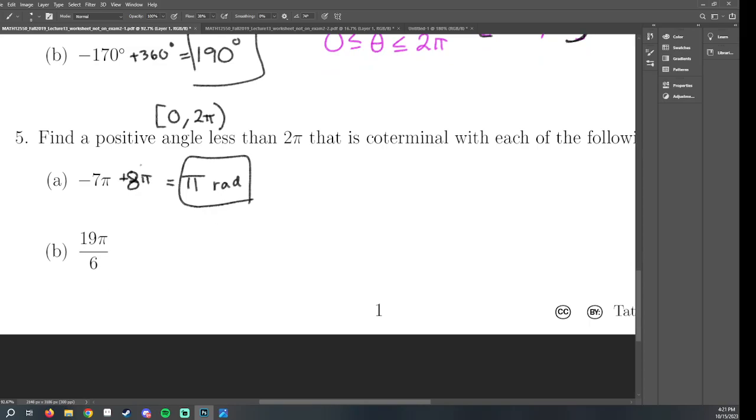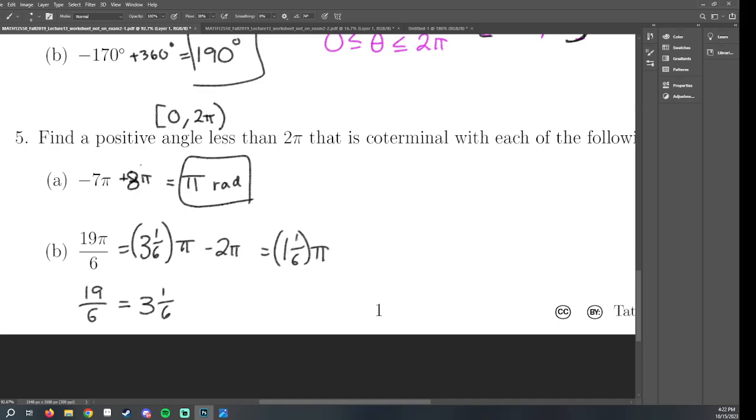Here we have 19 pi over 6. The thing with this fraction is it might be a little unclear whether or not it is in this range already. So we have to think about what is the number 19 sixths? Well, 18 sixths is 3. So this is like 3 and 1 sixth, because this is 3 times 6 plus 1. So we're a little bit above our range, because this equals 3 and 1/6 times pi, which is more than 2 times pi. So if we subtract 2 pi, we're going to get 1 and 1/6 times pi.